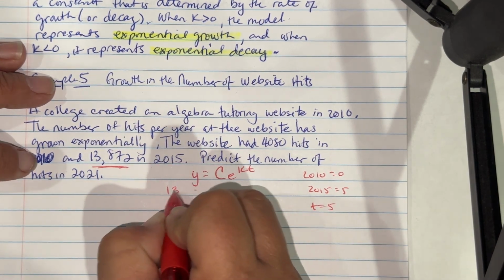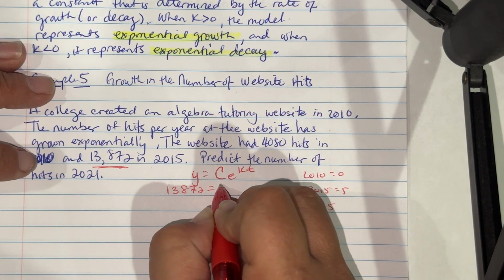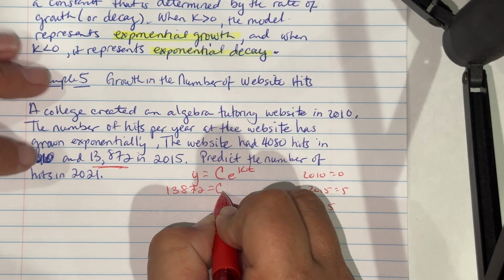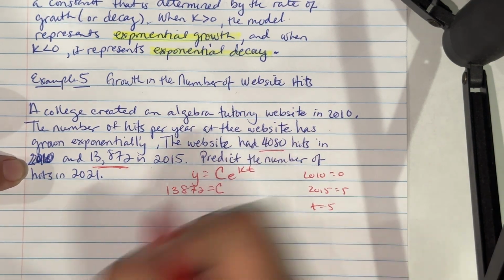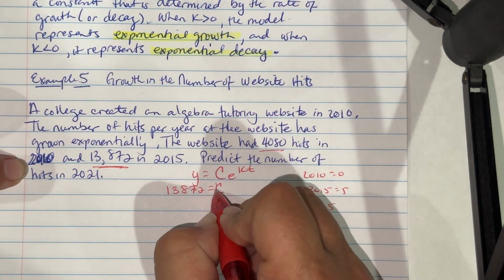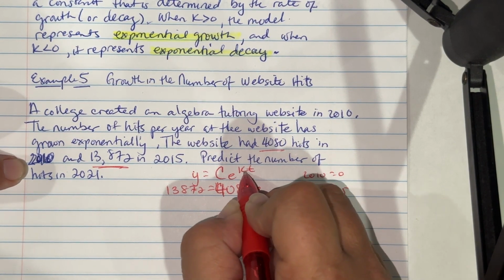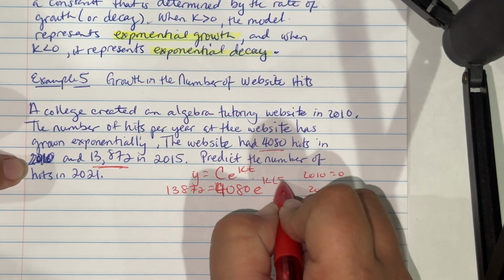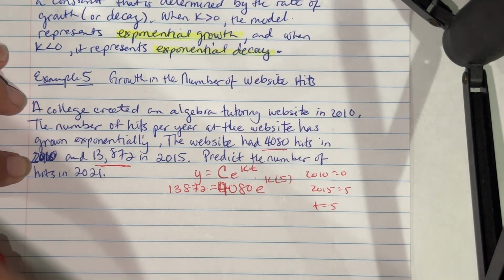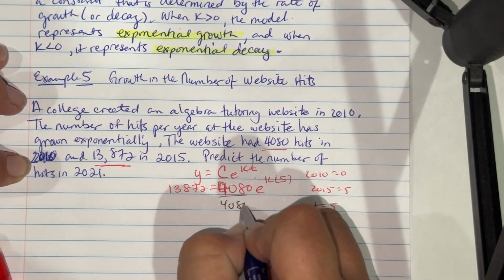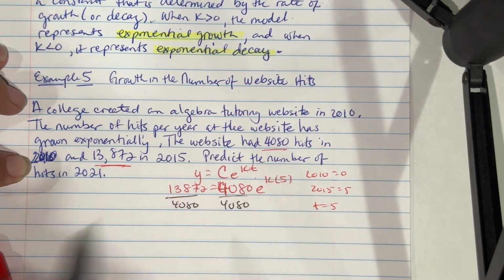So we're going to say 13,872 equals the c, the amount we started out with, which they gave to you. It says 4,080 hits, so we're going to make that our c. K is what we don't know. We don't know our constant, but it said we did it in 5 years. So now we're going to divide both sides by 4,080.